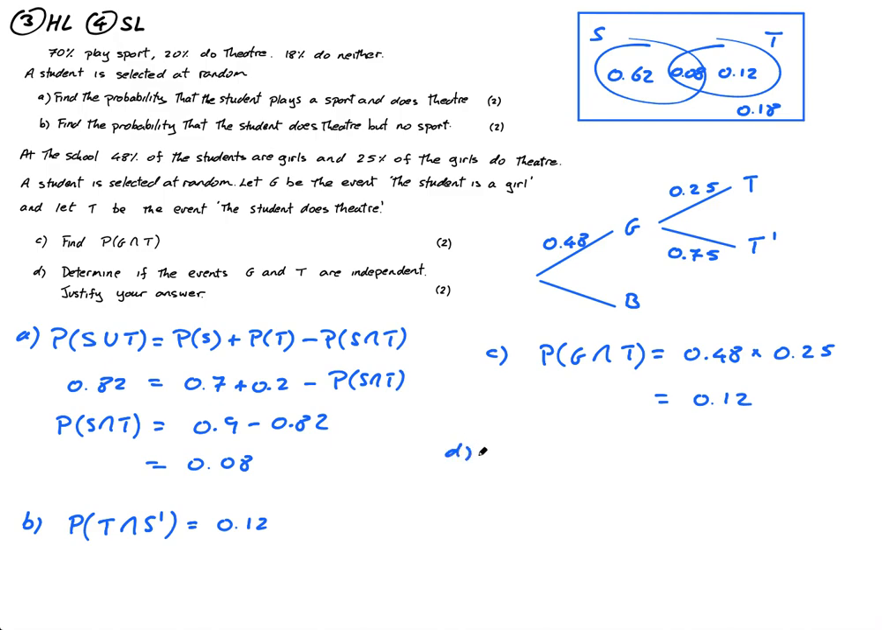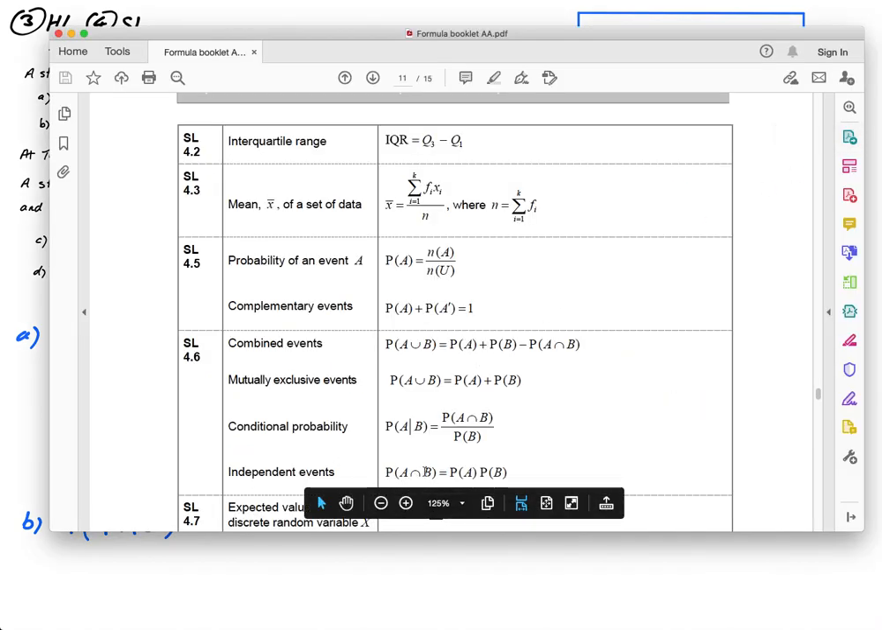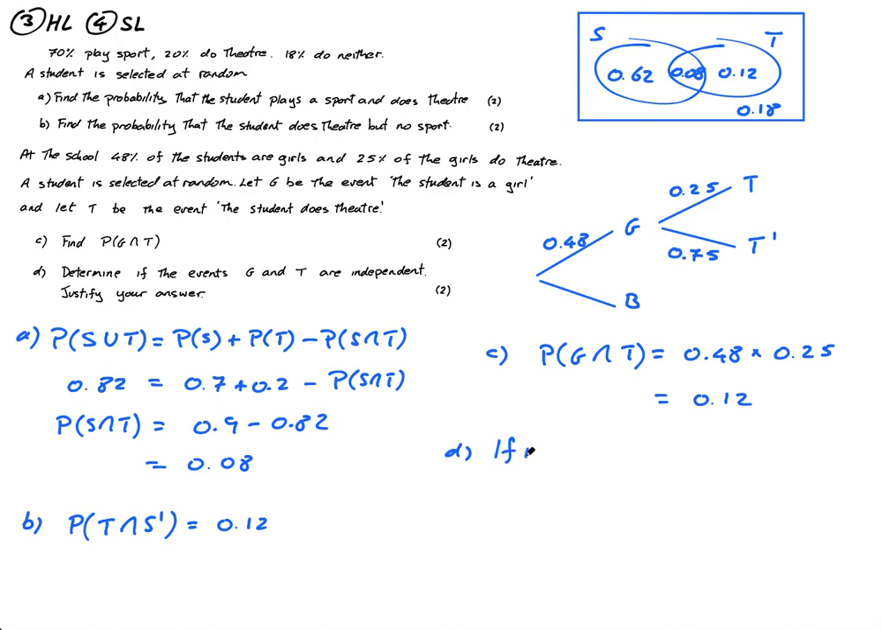Last question, part D, it says, determine if the events G and T are independent, justify your answer. So if they are independent, go back to this formula that I said, guys, here. If they're independent, the probability of A and B is equal to the probability of A times the probability of B. So let's write that. If independent, the probability of, it's the probability of girl, let me write this underneath. The probability that it's a girl and theater is equal to the probability it's a girl times the probability that the student does theater.